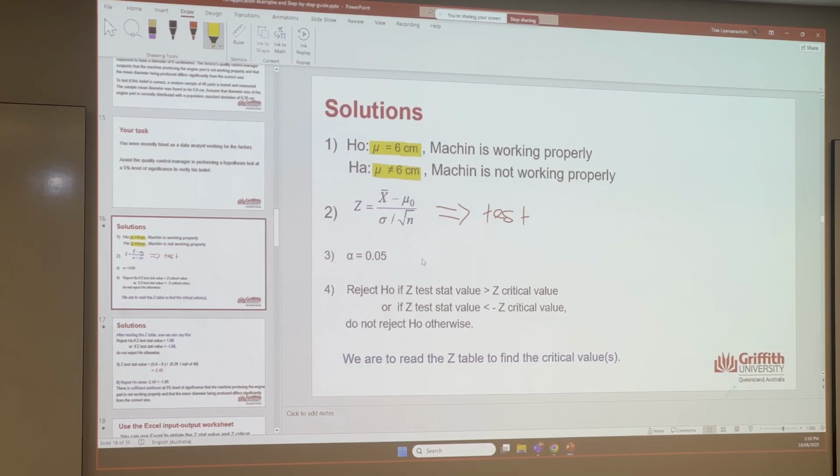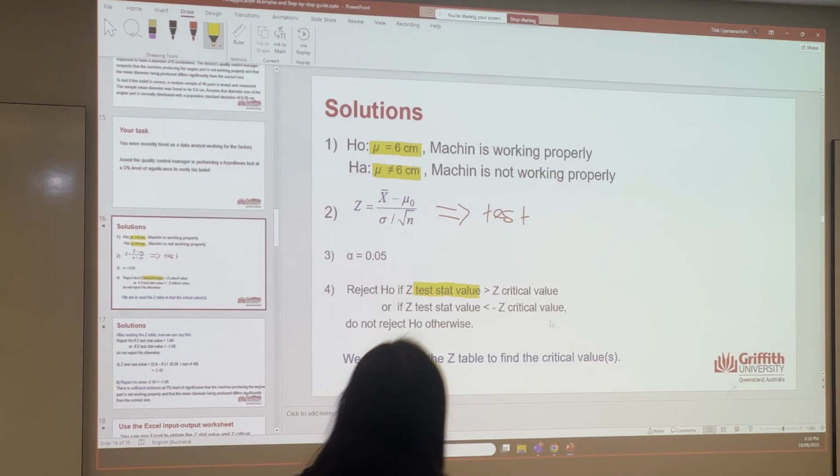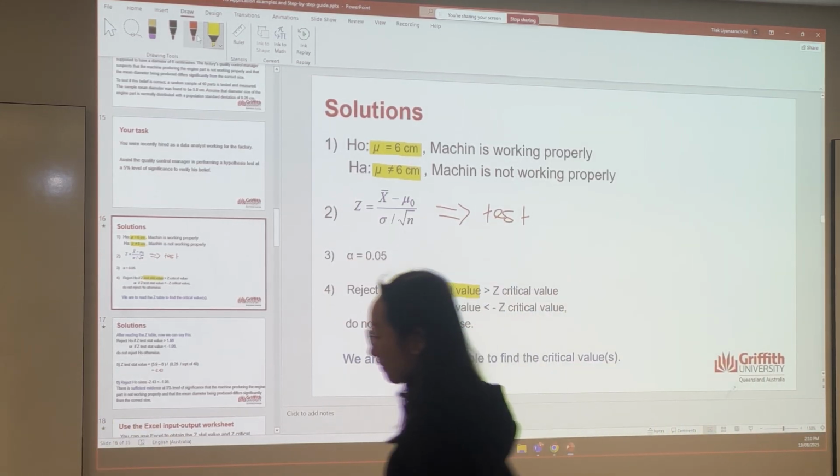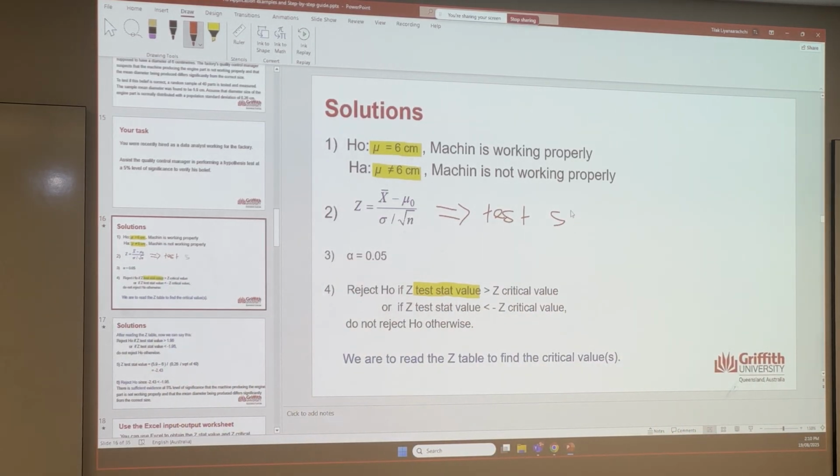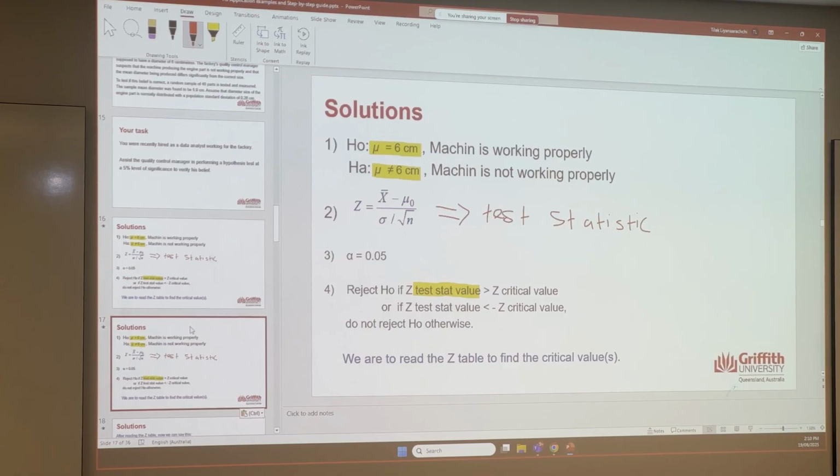See this one? They use this word test statistic. So this is called the test statistic. In the test statistic, you can calculate it. Do you know how much that is? Can you calculate?